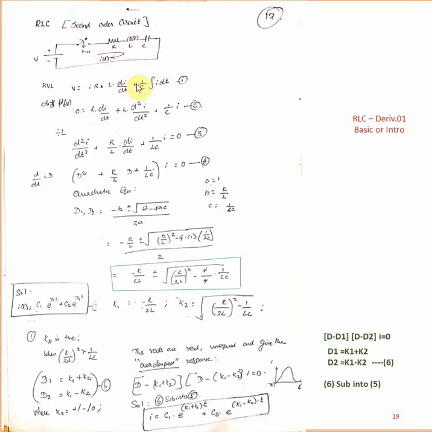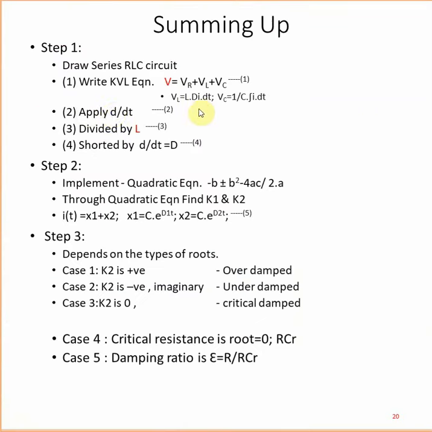If you differentiate, the one-time integration and one-time differentiation cancel. What is remaining? 1 by C, 1 by C I. That is a constant, 1 by C I. So you are going to get equation number 2. This is equation number 2, you can complete.